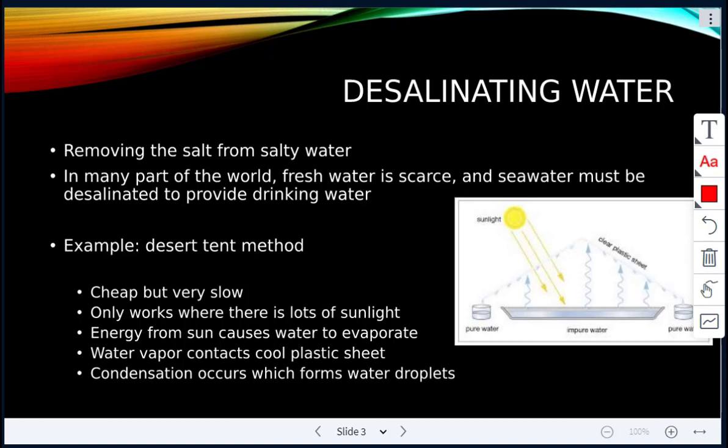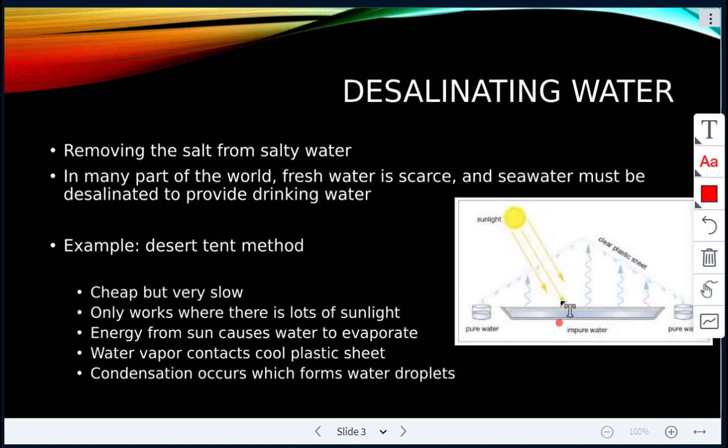So this is a simple method. It's called the desert tent method. It's a cheap method, but it is very, very slow, and it only works where there's lots of sunlight. So what's happening here? You can see the impure water. The salty water is in this container here, and then there's this clear plastic sheet in this tent method.